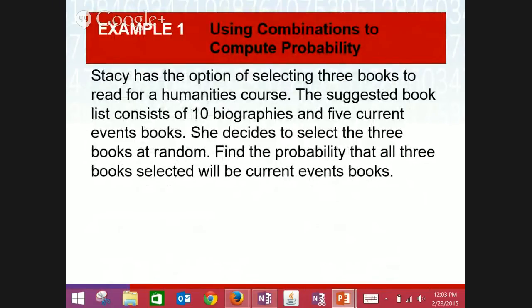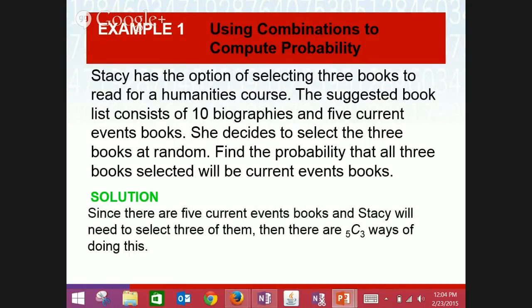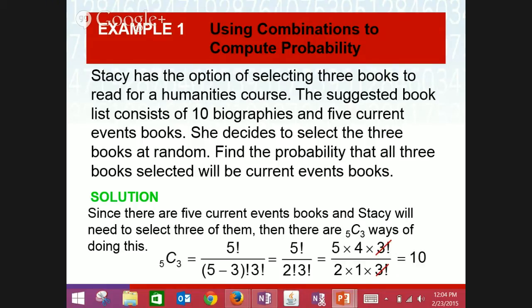The first one we looked at was a student selecting 3 books from 15. So we have 10 biographies and 5 current event books. So we had different categories, and we wanted to know the probability that if she picked 3 books at random, she would get exactly 3 current event books. So we broke this up into 2 parts. The first part, we had to say how many different ways I could pick 3 from 5, how many different ways I can get 3 different current event books from a group of 5 current event books. So we did that. We got 10, sorry.